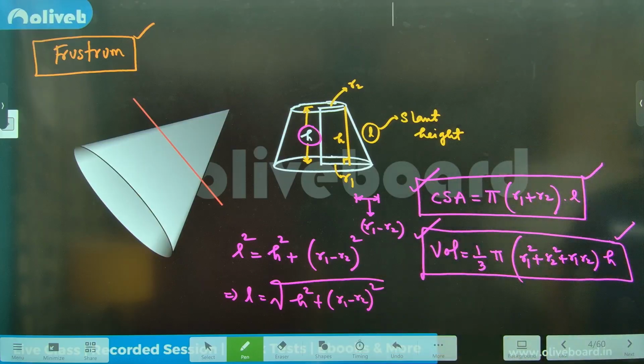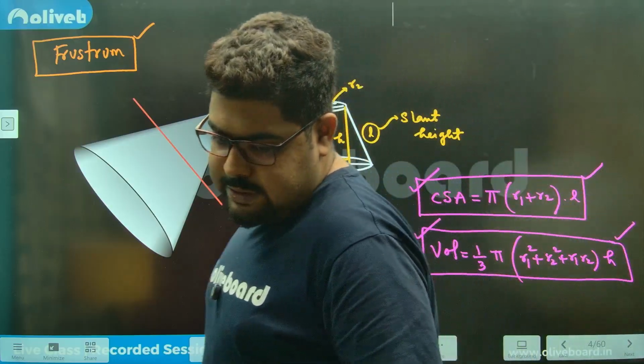Clear, everyone? Absolutely clear. Take a second, look at everything, and if you have any doubts whatsoever, feel free to ask. Done. This is the frustum of a cone.